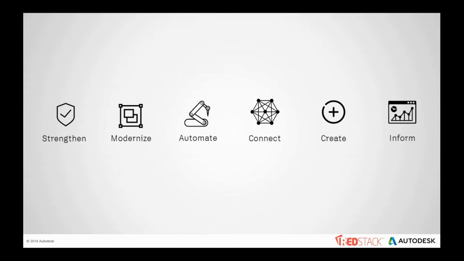When it comes to strengthen, there's updates that contribute to building a solid foundation for product reliability and efficiency. When we talk about modernize, it's updates that help create a modern and effortless experience. For automate, it's functionality that supports productivity by automating tasks. Connect, that's more about tools that empower teams by connecting workflows for team-based project delivery to support the full project lifecycle. And create, it's functionality that helps users efficiently create information that better captures design intent. And when we talk about inform, it's features that help optimize designs for better results.